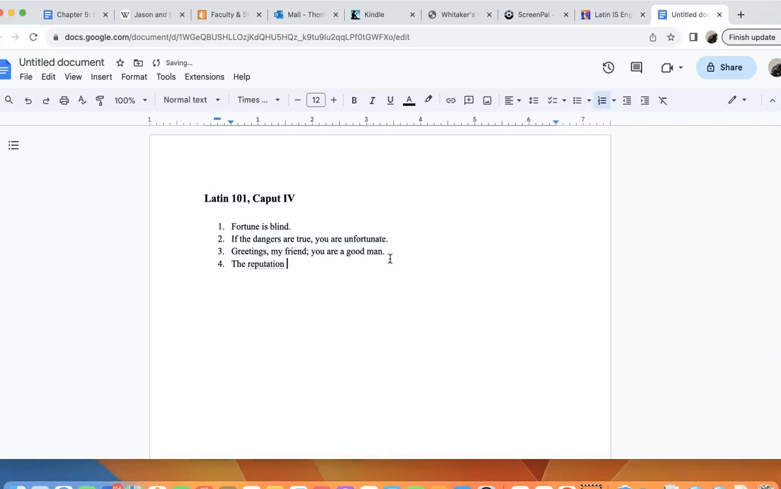The reputation of your son is not pleasant. Another tip, when you're learning Latin or any foreign language, don't use contractions. So say "is not." Contractions are signs of a native speaker. And so since we're not native speakers in Latin, we want to keep it as formal as possible.